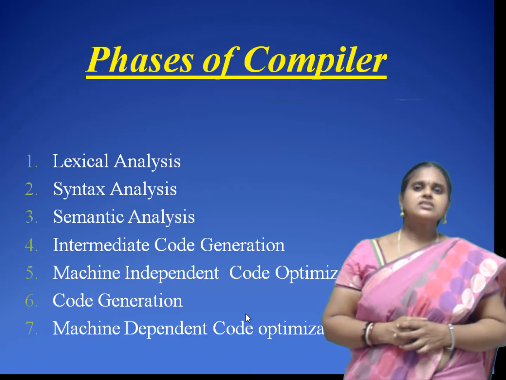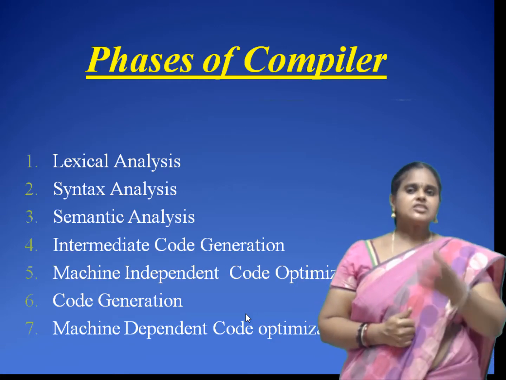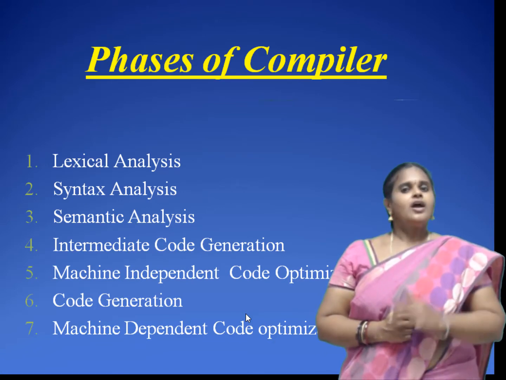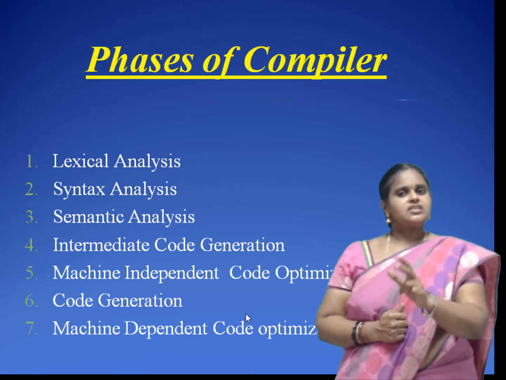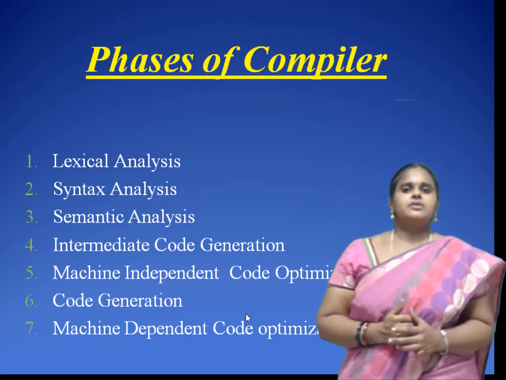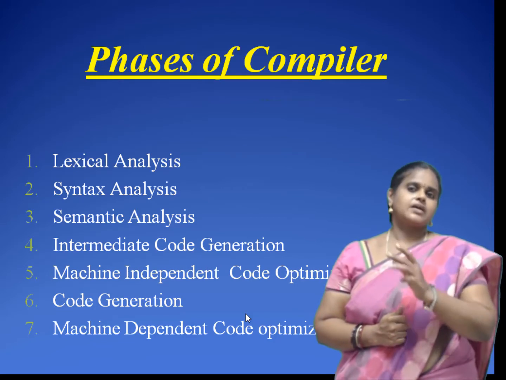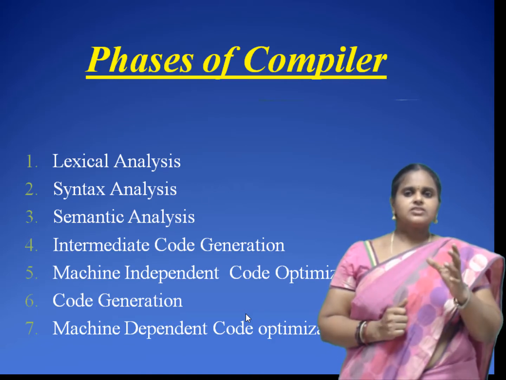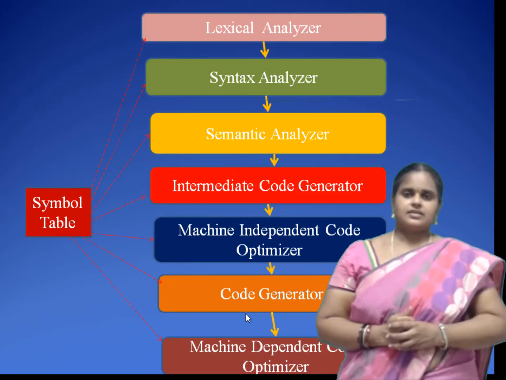So my dear students, what is the second pass? The second pass is the synthesis pass. The synthesis pass consists of 3 phases. The first phase is machine independent code optimization and the second phase is code generation. After generating the code according to the machine, it optimizes according to the machine. That is machine dependent code optimization. Is it clear? So these are the 3 phases of the second pass. Totally the compiler consists of 7 phases, which you can group into 2 different passes: analysis pass and synthesis pass.